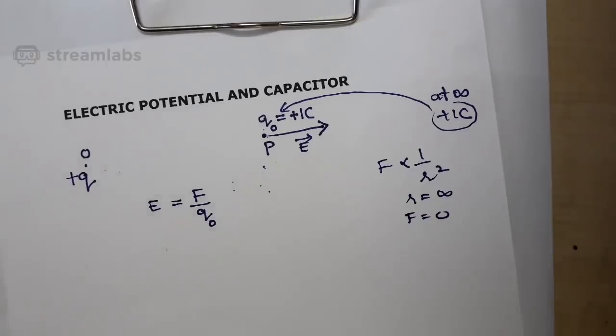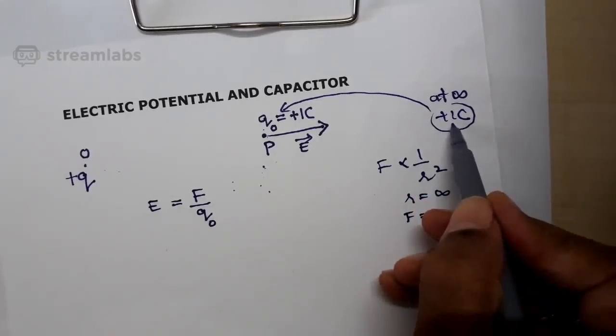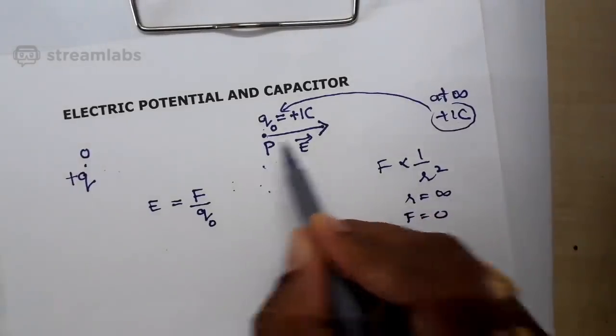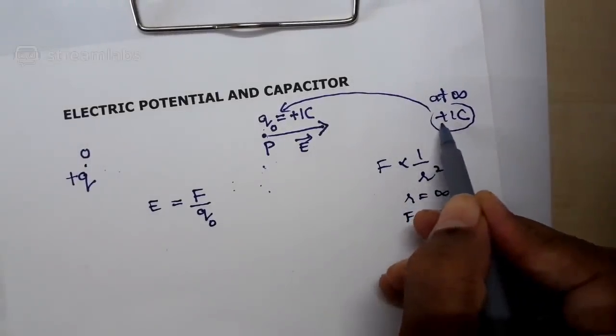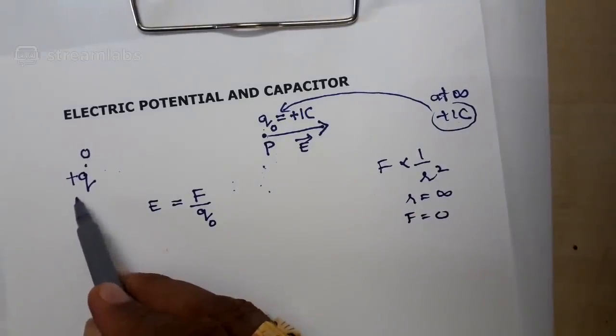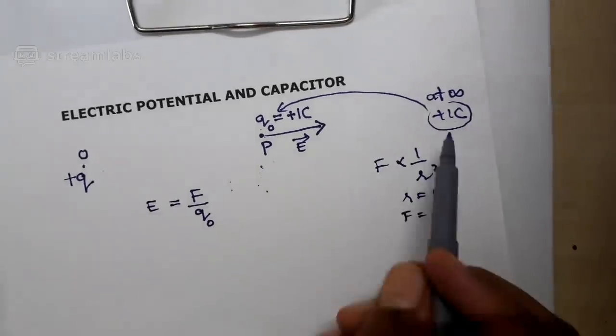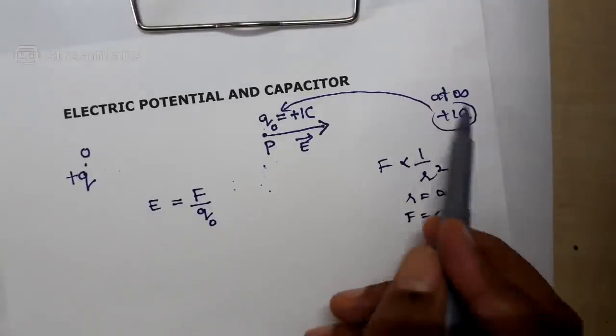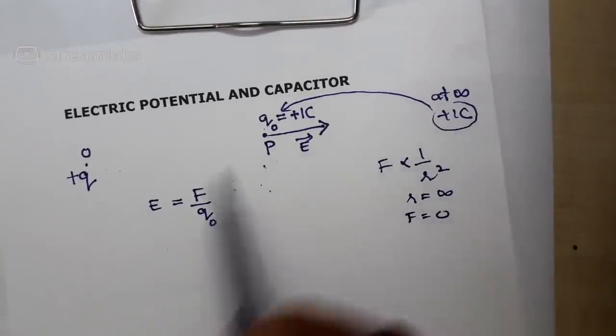The reason is, when you are moving a plus 1 coulomb charge from infinity to a point P, don't you think that the plus 1 coulomb charge will start experiencing the electrostatic force of repulsion by the plus q charge? It experiences electrostatic force, and moreover, that electrostatic force of repulsion goes on increasing as you start moving the plus 1 coulomb charge from infinity to the point P.